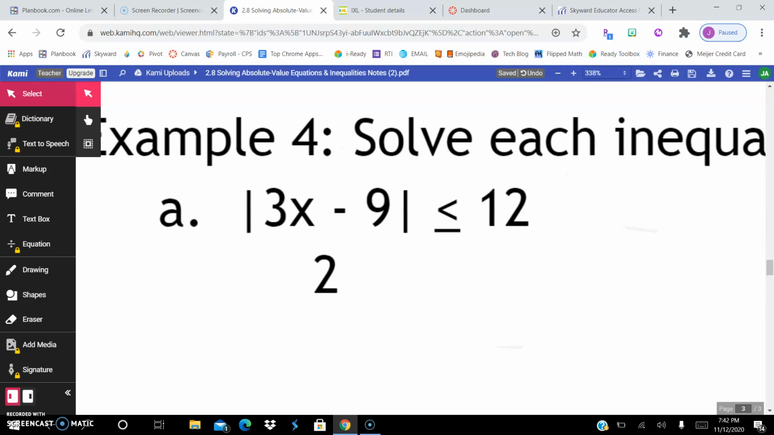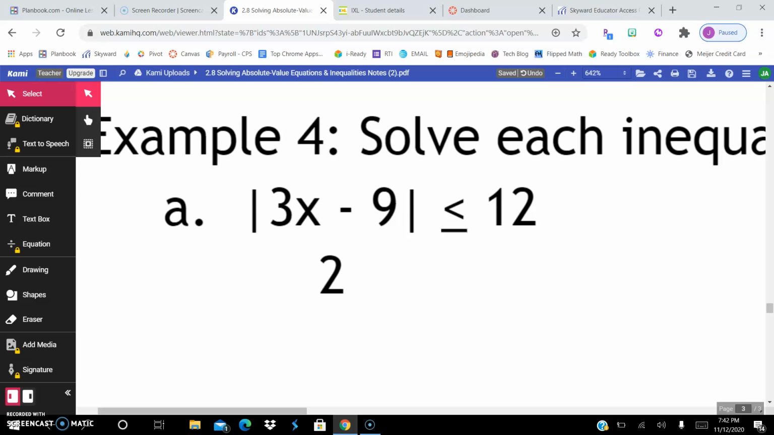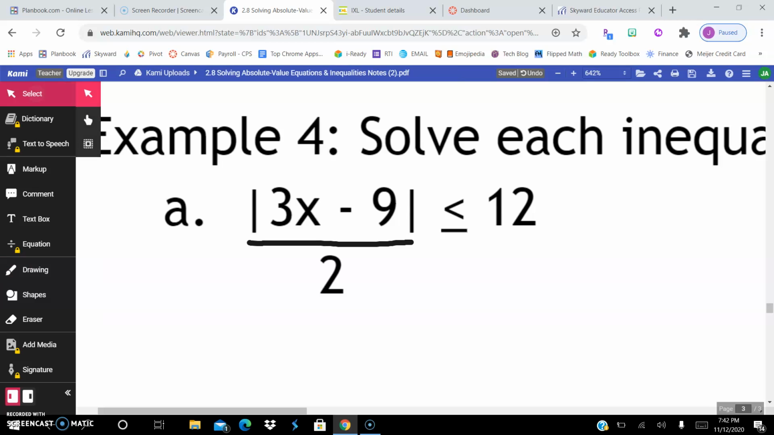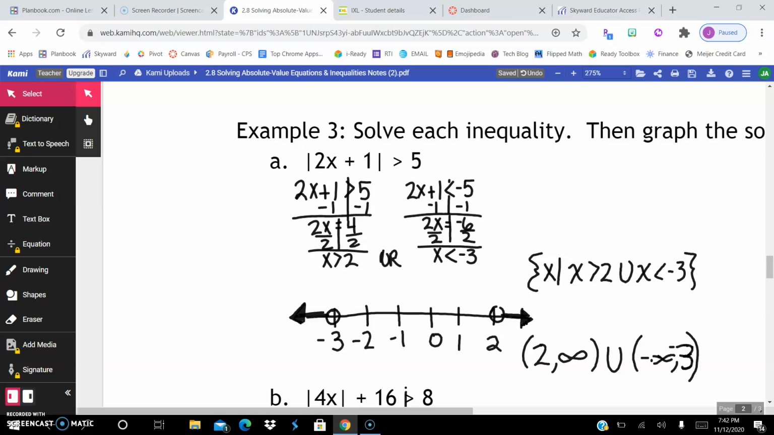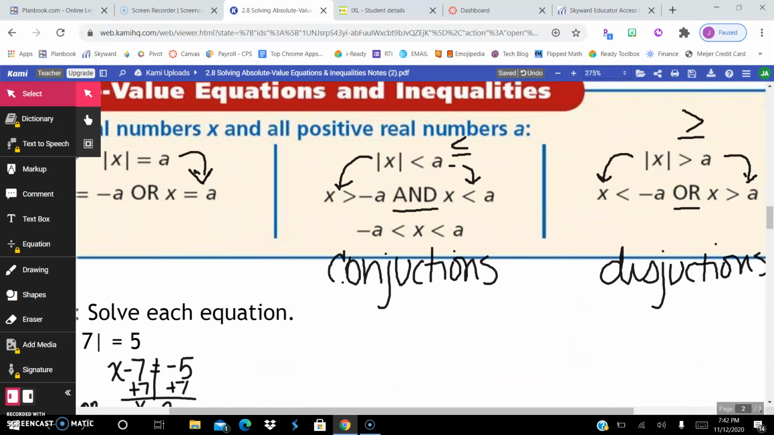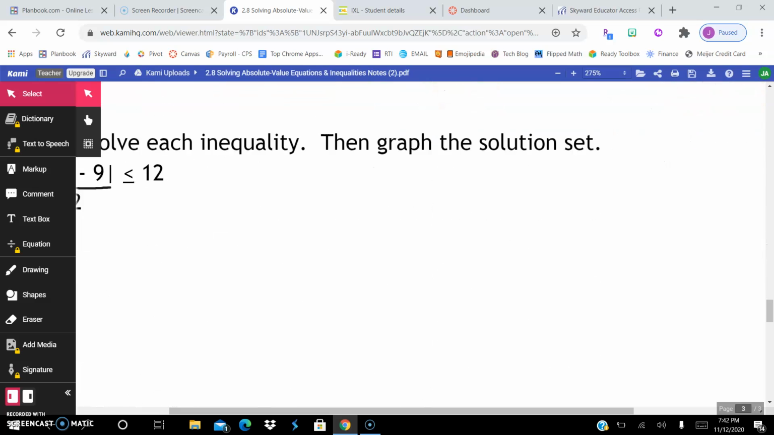Next on our list here is this one. We're going to solve and graph our solutions. Again, this one has a less than symbol. So if we go back up to that chart, less than is a conjunction, and that has the and, that means that both of our inequalities that we get at the very end have to work. Both of them have to be true, where if it's an or, a disjunction, only one of them has to be true.